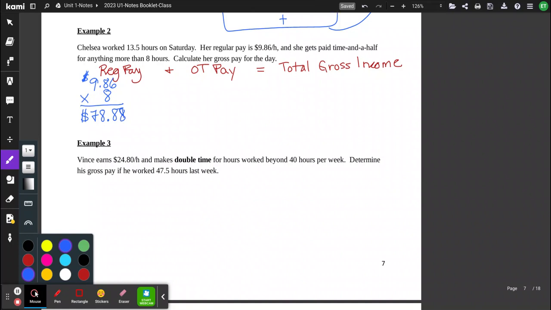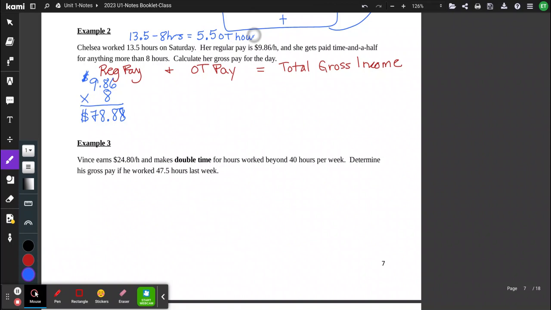But she worked longer than 8 hours. So I need to take my 13.5 and subtract 8 hours. And that's going to tell me how many overtime hours she worked. So she worked 5.5 overtime hours. So that's 5.5 OT hours. Okay, so we know that we're multiplying by 5.5 hours. It's always money times the hours.